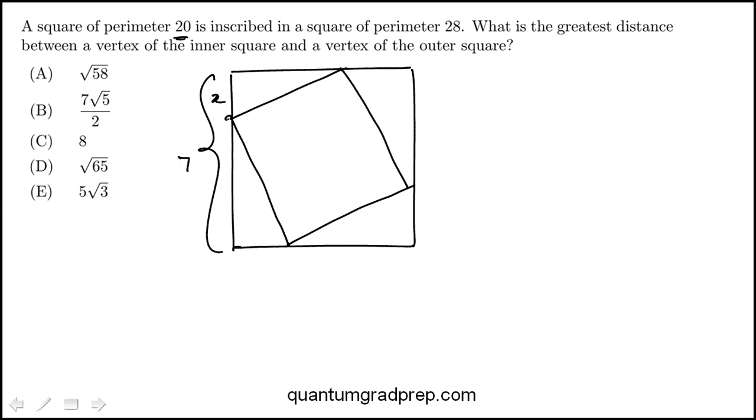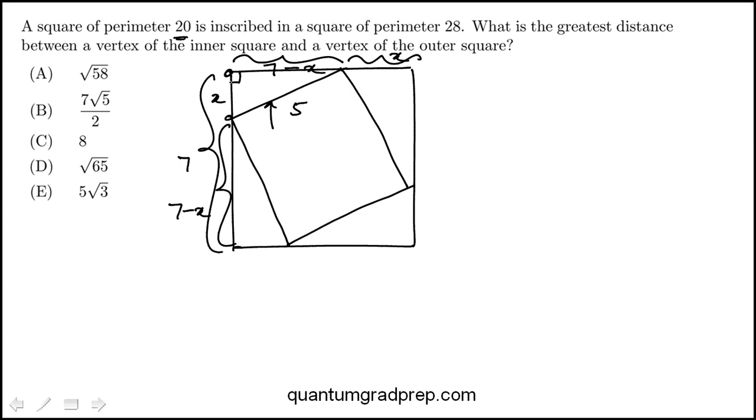We'll call this distance x. And so this remaining distance would be 7 minus x. We'll have the same thing here. This would be 7 minus x. And this would be x. So this is from symmetry. And that length is 5, the perimeter divided by 4 of the smaller square.